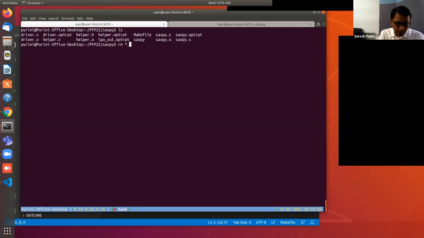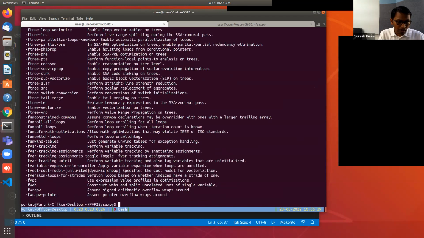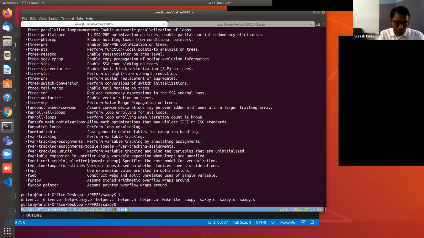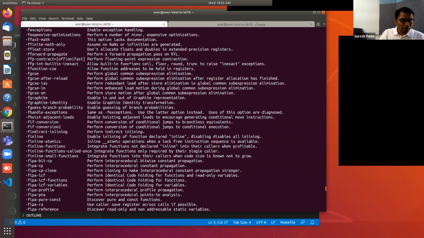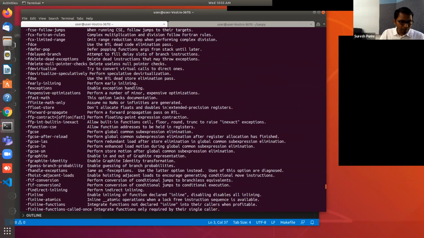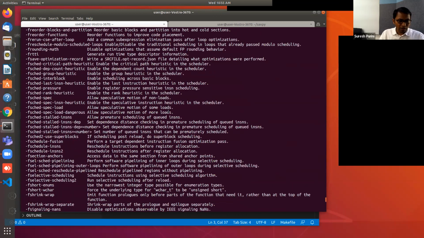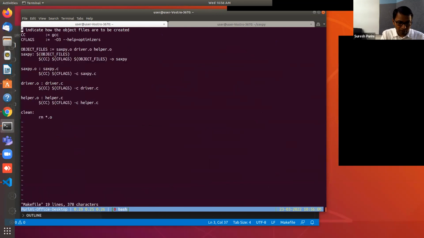No, this is only telling us, printing all the optimizations that we can bring. Okay, this is not helping actually. Okay, just leave it like this.